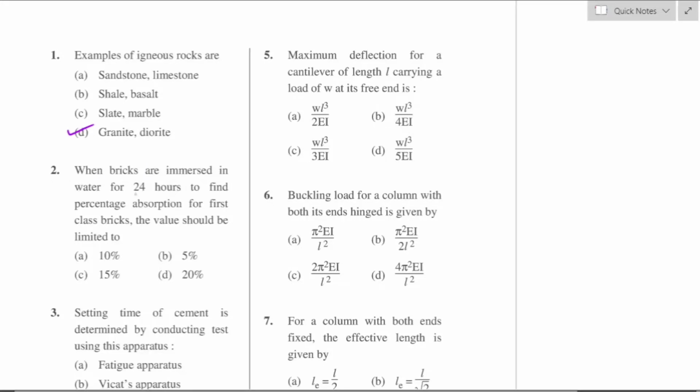Question number 2. When bricks are immersed in water for 24 hours, to find percentage absorption for first class bricks, the value should be limited to. So as per IS 1077-1992, the water absorption for first class bricks should be limited to 20%. Option D is the right answer.